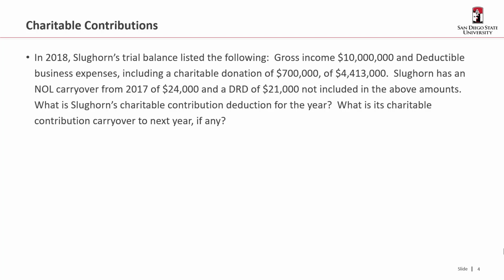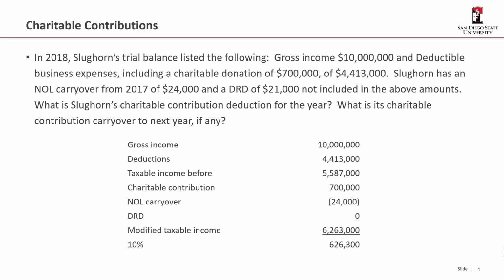So let's calculate the charitable contribution deduction using this method. In this case, think of it as we're trying to calculate taxable income, but we can calculate modified taxable income directly. So gross income 10 million, the deductions of 4.4 million. So that's taxable income before the charitable contribution. So we need to add that back. Recall that that was included in the 4,413,000. We need to deduct the NOL carryover. We do not deduct the DRD because that is excluded from modified taxable income. Therefore, we get the same modified taxable income and the same 10% amount.